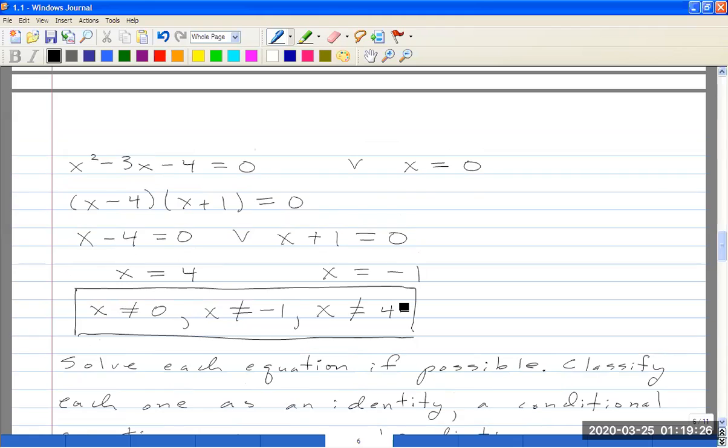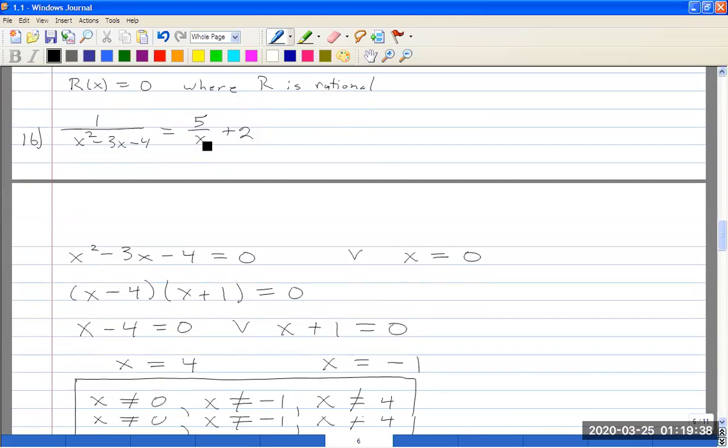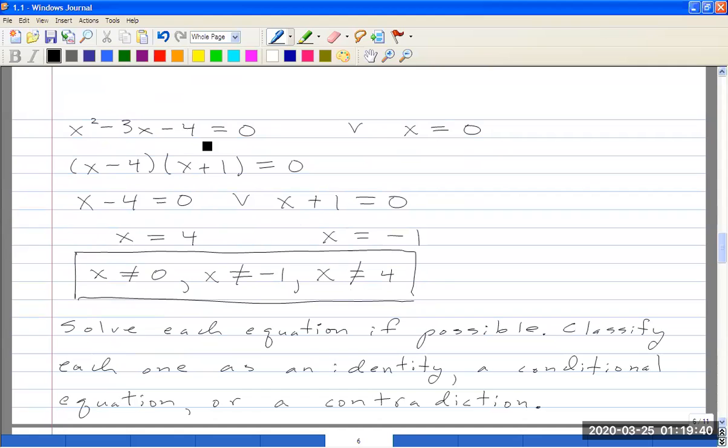When you solve the above equation here in problem 10, well, it's okay. Whatever you find, there's no restrictions. There's no saying that can't be a solution. But here, if you try to solve it and you find x is zero, well, that can't be a solution. You've got to get rid of that.